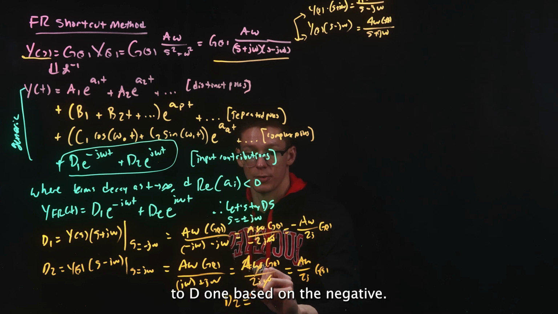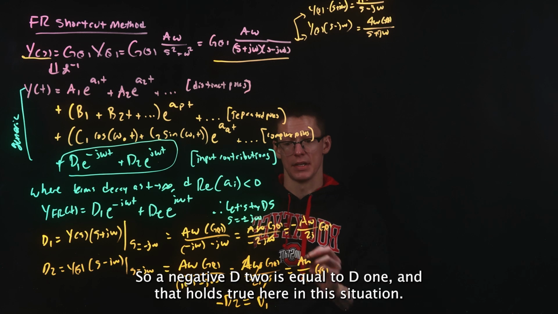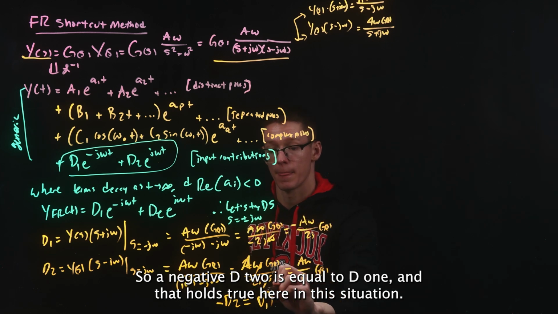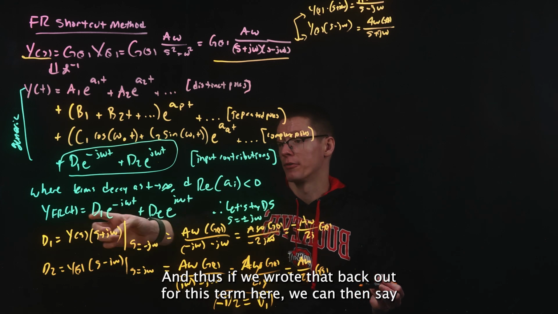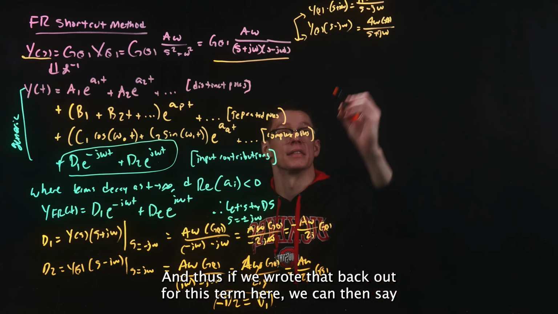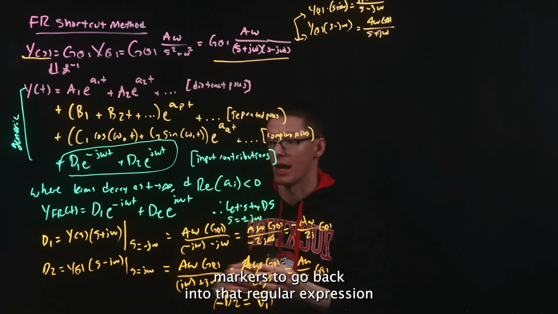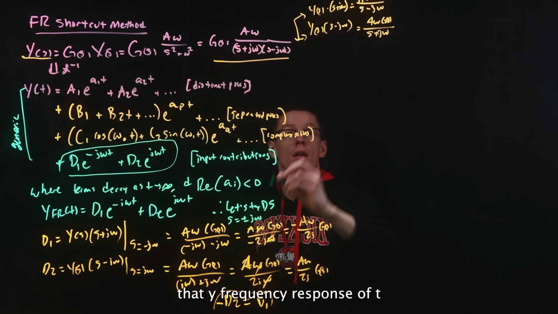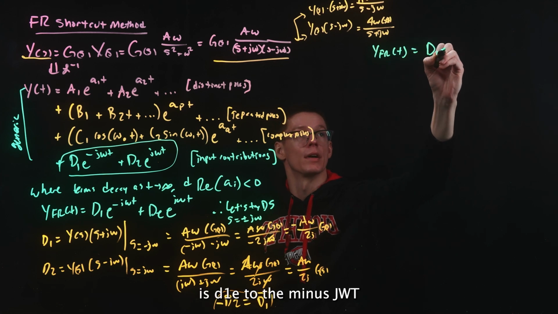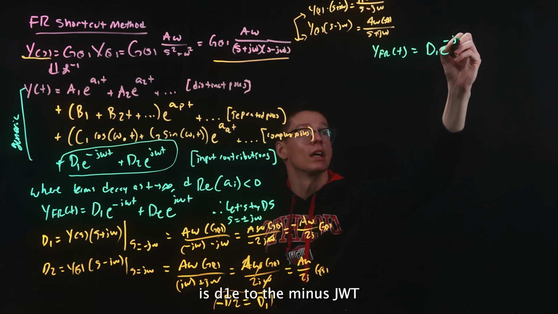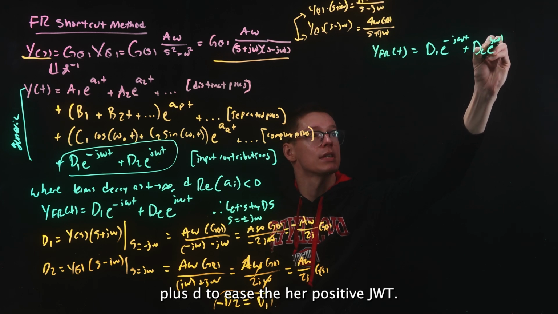where now we can see that d2 is equal to d1 based on the negative. So a negative d2 is equal to d1, and that holds true here in this situation. And thus, if we wrote that back out for this term here, we can then say, and I'll change markers to go back into that regular expression, that y frequency response of t is d1 e to the minus jwt plus d2 e to the positive jwt.